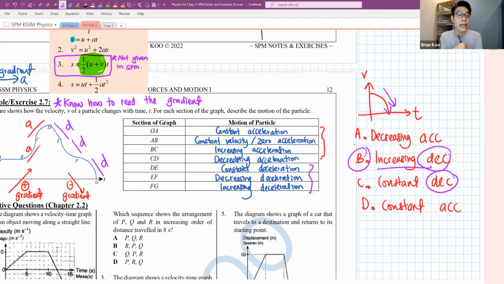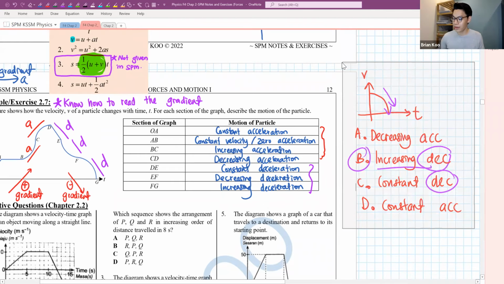Okay, they might ask something like that. And I don't want you guys to get shocked because you never see any curvy V graph before, right? To draw, they won't ask you. Need to know how to state the type of motion though, right? They're all asking you on the gradient only.